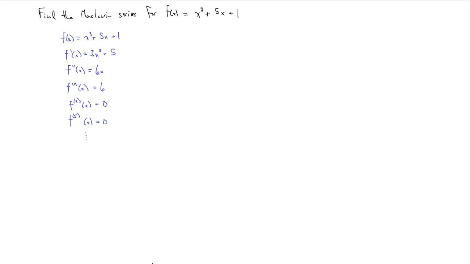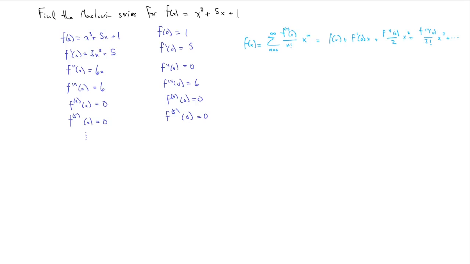And the first step is to take the function's derivatives. The function is x cubed plus 5x plus 1, so its derivative is 3x squared plus 5. Its second derivative is 6x, its third derivative is 6, and the derivative of 6 is 0, and the derivative of 0 is 0, and all subsequent derivatives are also 0. And then the next step is to compute all of these derivatives evaluated at 0, which I've done here.